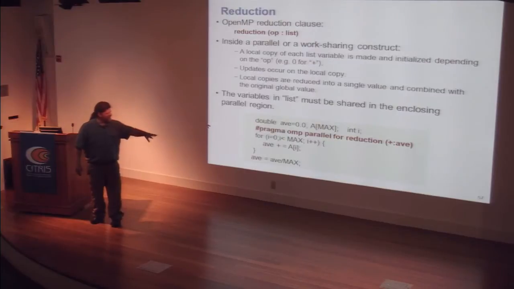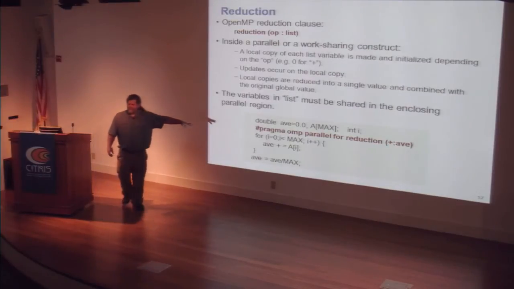It'll go through the loop doing the local accumulation. When it's done, it will add up the value of all the threads using, once again, that operator I told it to reduce over, so it'll do add here. And then, using that operator again, it'll combine it with the shared value defined outside. So that would parallelize this program.